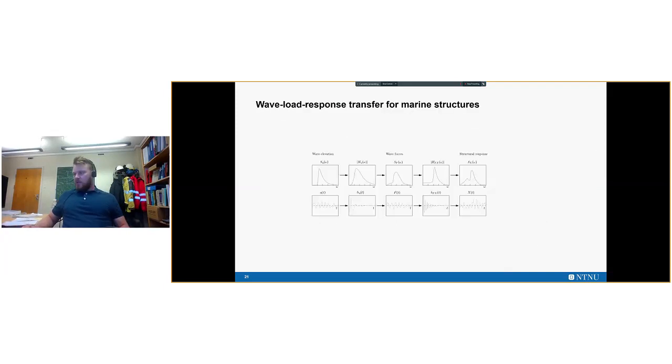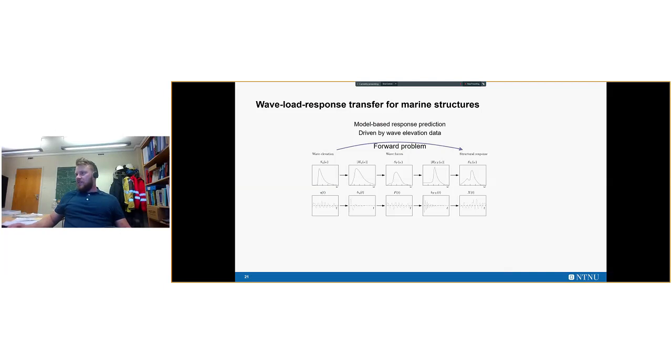Okay, so that was a very quick view into the modeling of the structure. So now we get to the more practical part of the force identification. So in marine structures, we may define the transfer from the waves into the loads and then into the response as follows. We have the wave elevation process, which through some transfer function exerts wave forces on the pontoons, and through the structure we get some structural response.